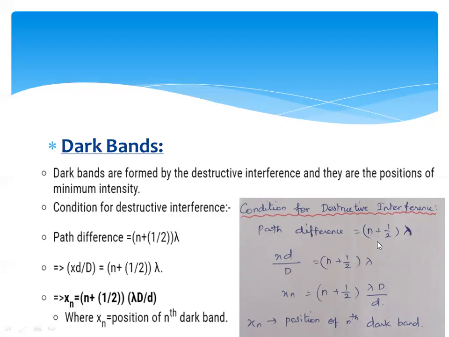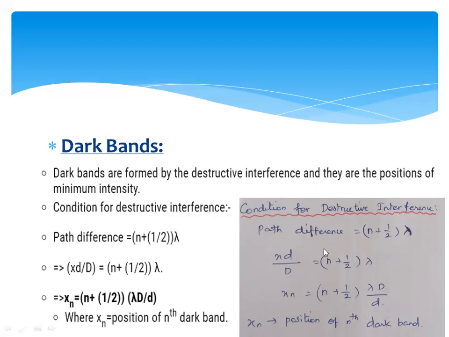The same thing I have explained in handwritten form. You can see here, the condition for destructive interference: path difference is equal to n plus 1 by 2 into lambda, and path difference is xd divided by capital D. So we want to know the number of this dark band. This is the nth one. This is the third dark band, fourth dark band, sixth dark band.